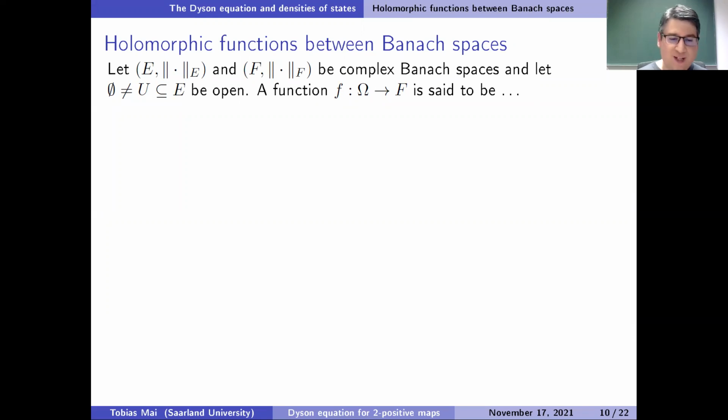So I'm pretty sure that everyone here knows these things quite well. But just to fix the terminology, here I'm saying whenever I have two complex Banach spaces, and I take an open subset in my Banach space E, and the function f defined on this open set, here there should be a U, this is unfortunately a typo.